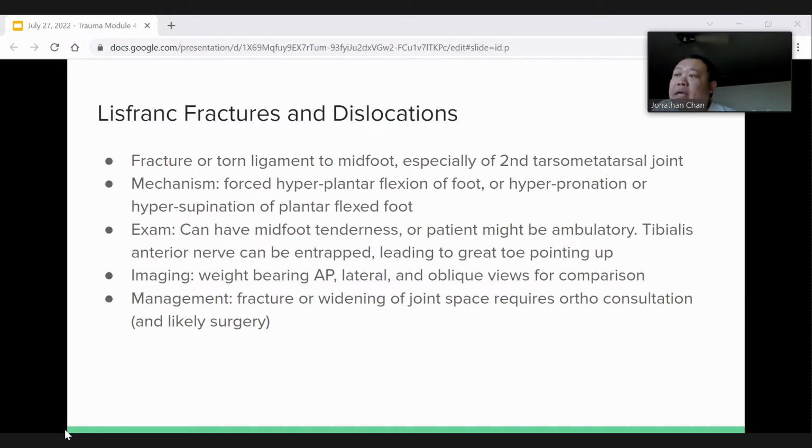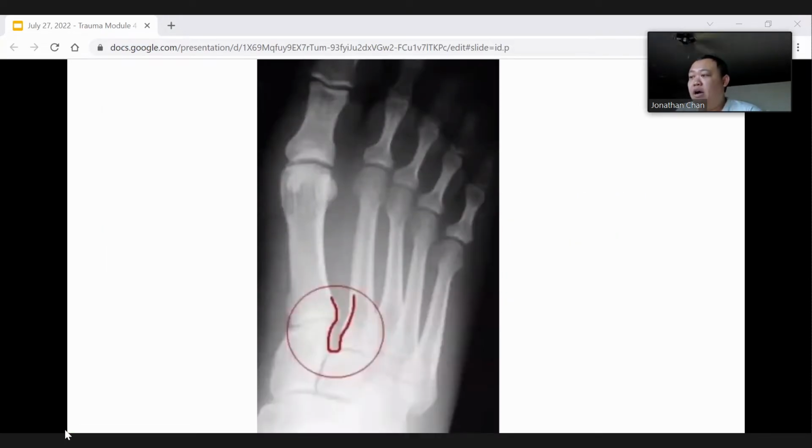Again, management: if you see any kind of Lisfranc fracture or any widening of the joint space, this will require orthopedics consultation and likely surgery. And this is another one of the ones that are very easily missed. Here we can see the second tarsal-metatarsal joint, and we see a widening of the space right here. Another way you can do it is to get x-rays of both of the patient's feet and compare them side by side to see if you have any joint space widening there. That can help give some clues as well.